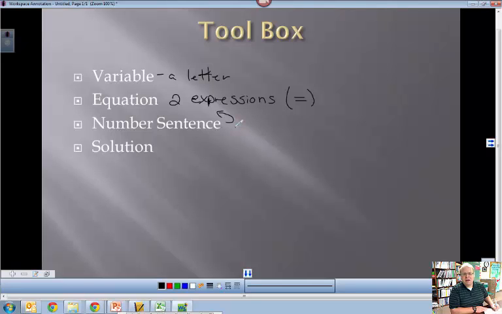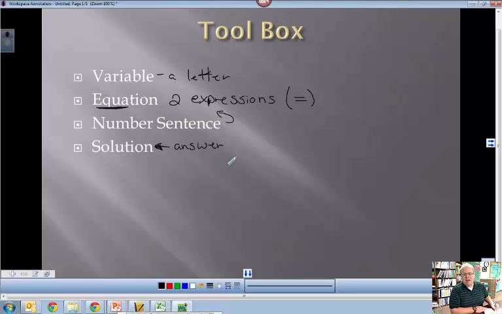That's all it is. The way I try to remember equation, if I look at this prefix right here, equa, okay, they must equal. So when we're talking about an equation, that's what we're talking about, that it must have an equal sign in it. Now, a solution is just a fancy term for the answer.